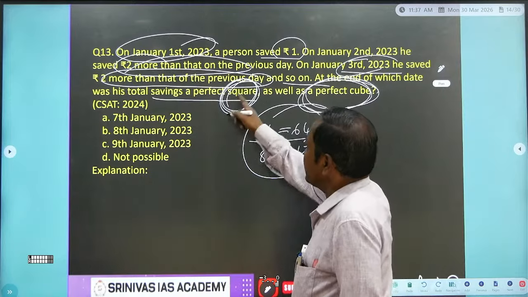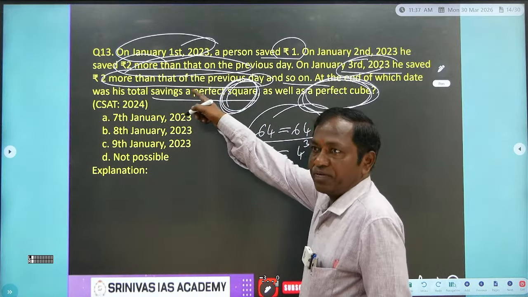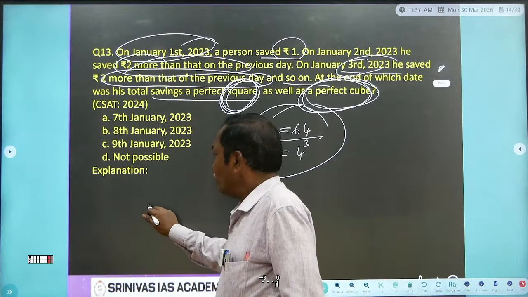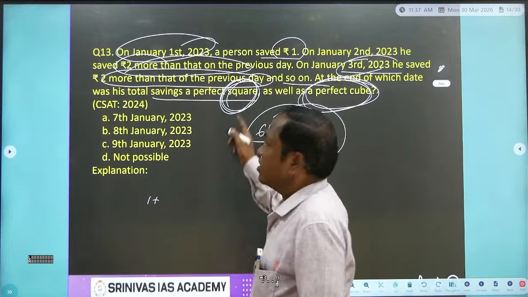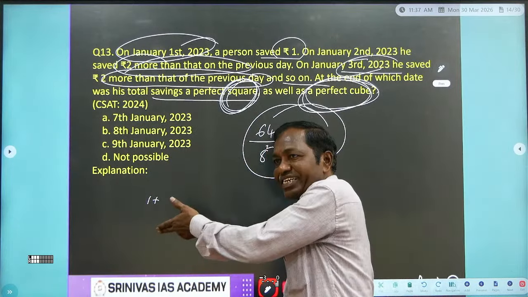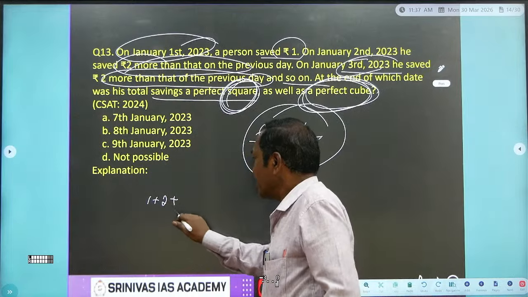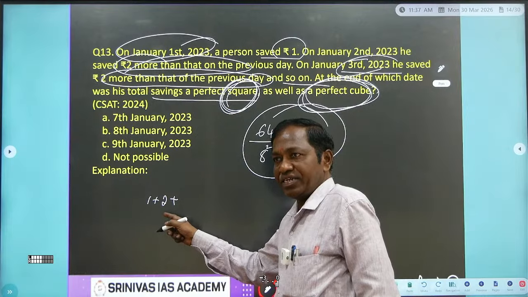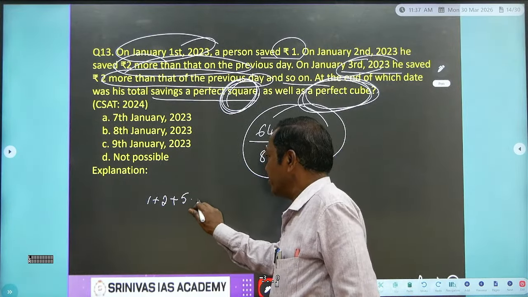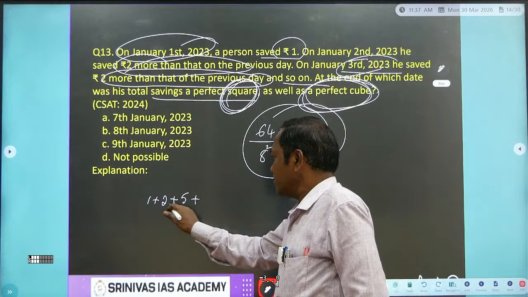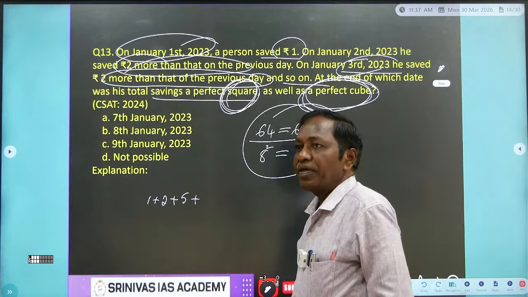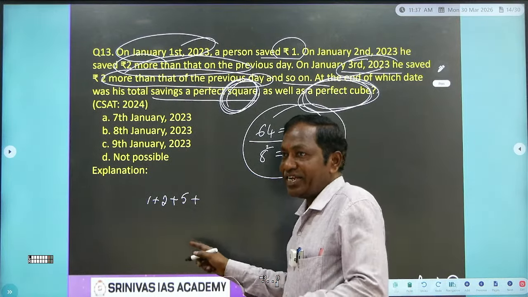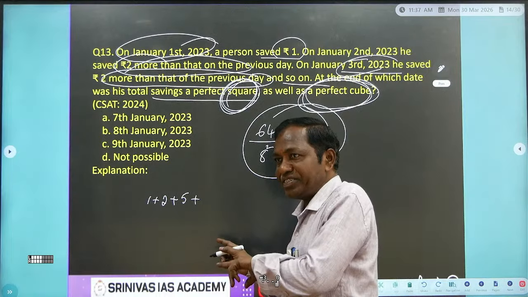So it means on which date will it come, that is, after how many days? On January 1st, he saves how much? 1 rupee. And what is next? He saves 2 rupees more than the previous day. 1 plus 2 is 3. 3 plus 2 is 5. 5 plus 2 is 7. First day 1 rupee, second day 2 rupees more than the previous day, 3 rupees.